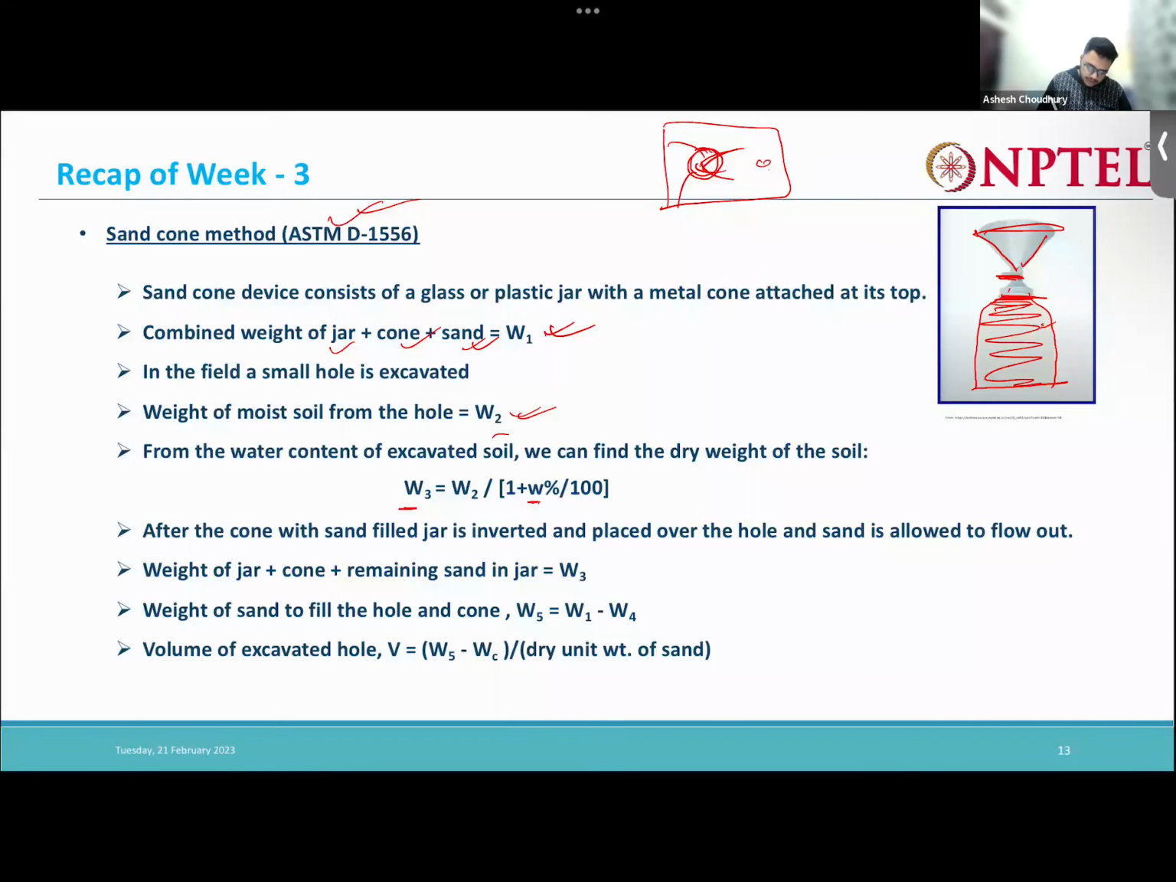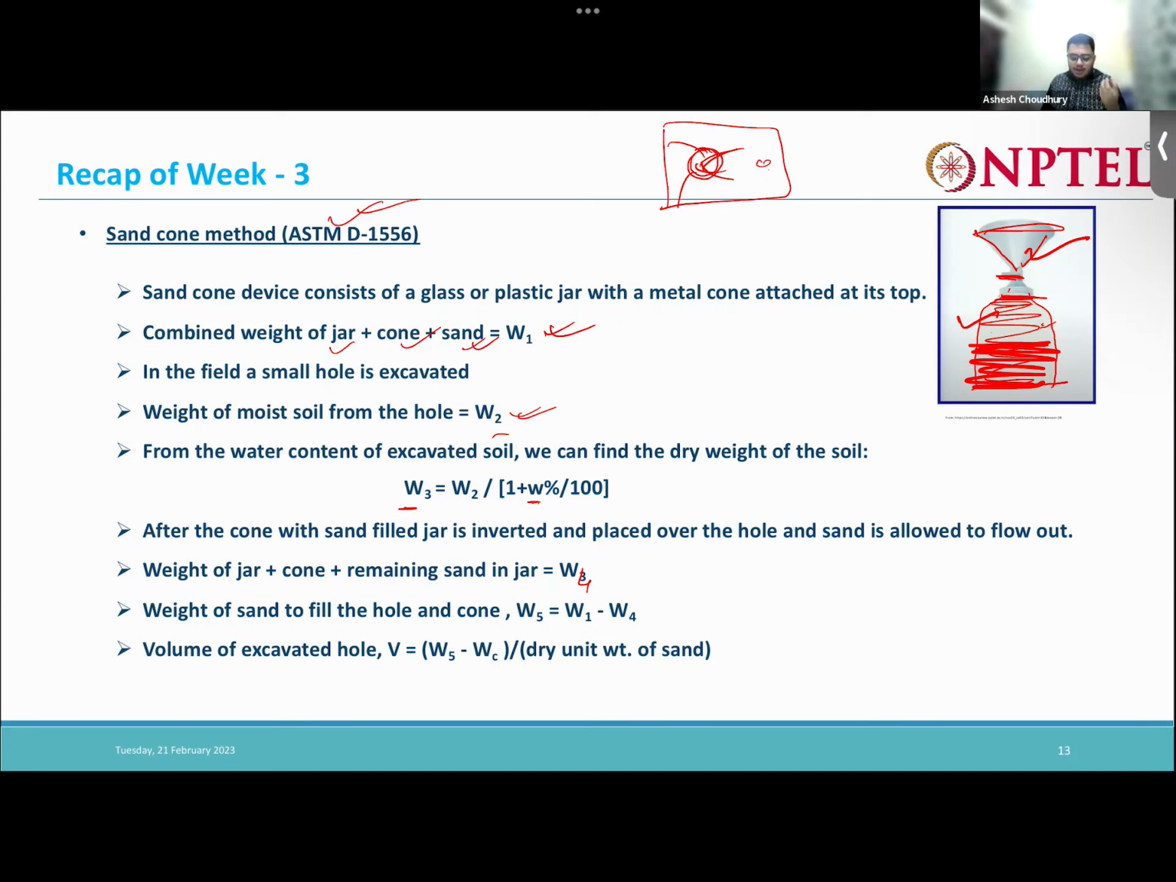Then what we do is we take the weight. This should be W4. So some amount of sand has come out from the jar, and then again we weigh this. So we now get the weight of the remaining amount of sand plus this jar plus this cone weight. So we get W4.